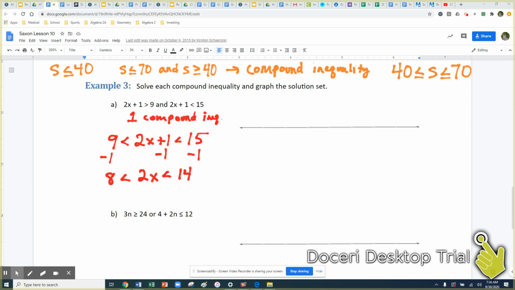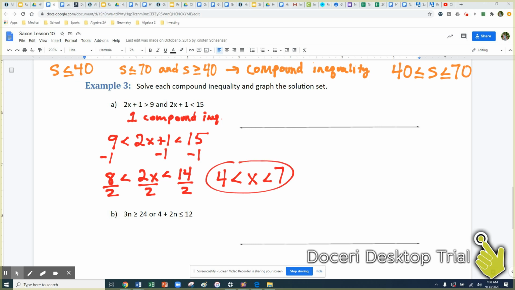What's the opposite of multiply? Divide. So I'm doing a multiply by 2, but I have to divide by 2. I'm going to divide by 2, divide by 2, divide by 2. So now I've got 4 is less than x is less than 7. So there would be my final compound inequality.